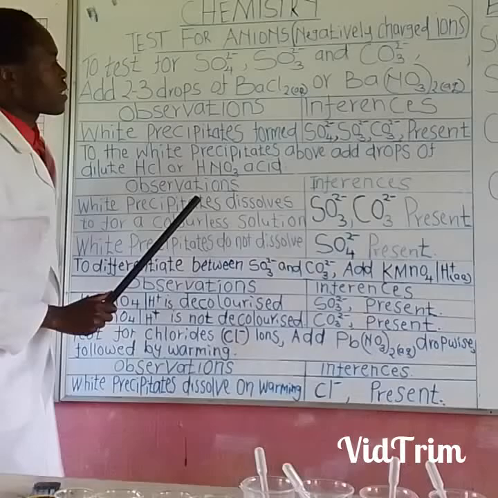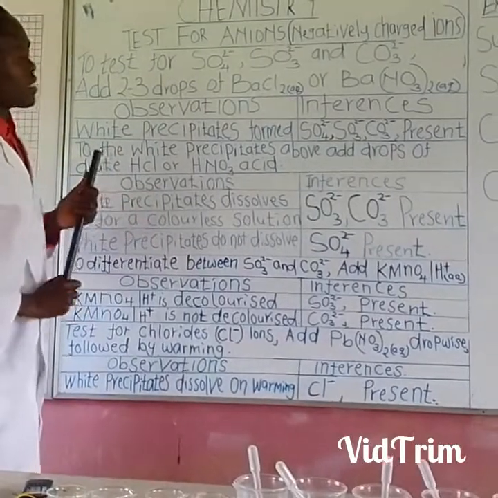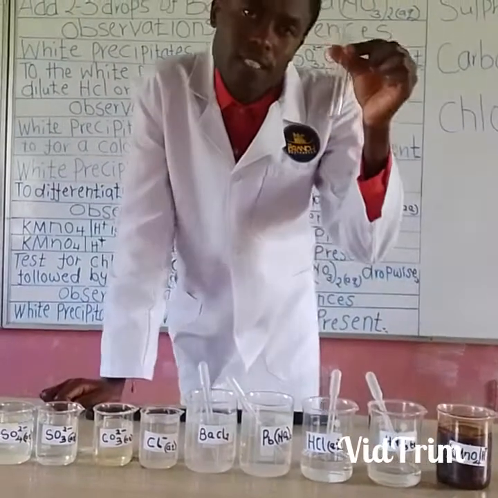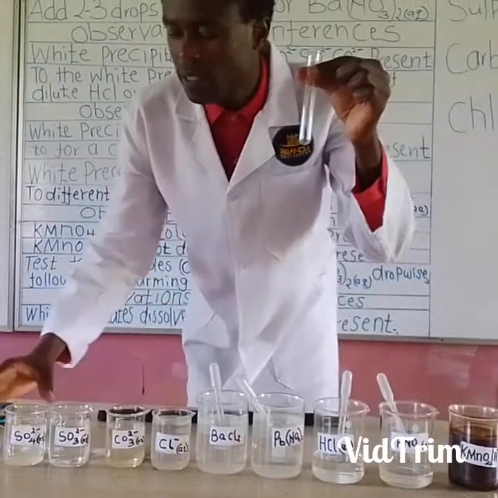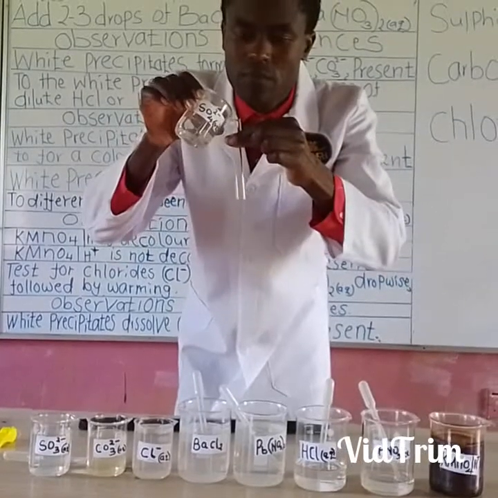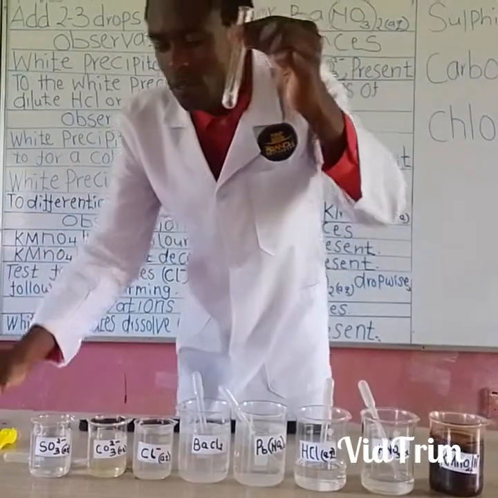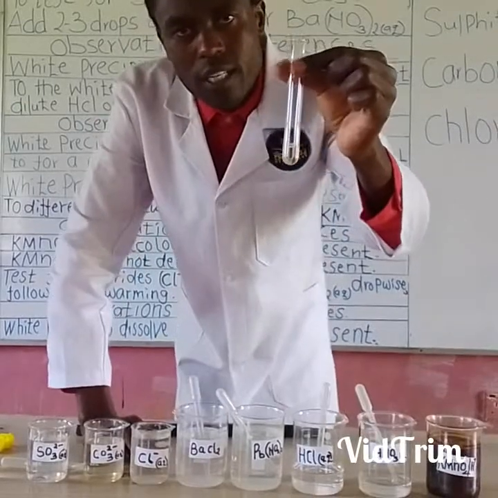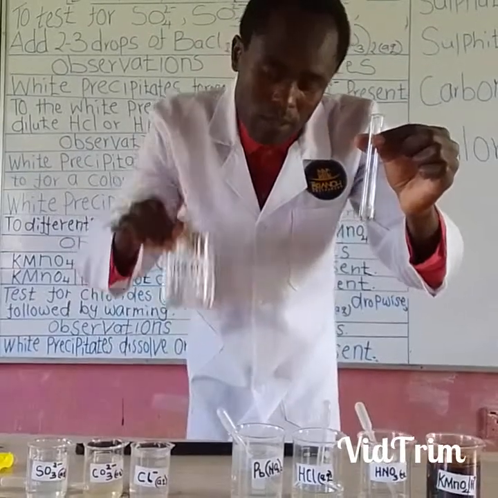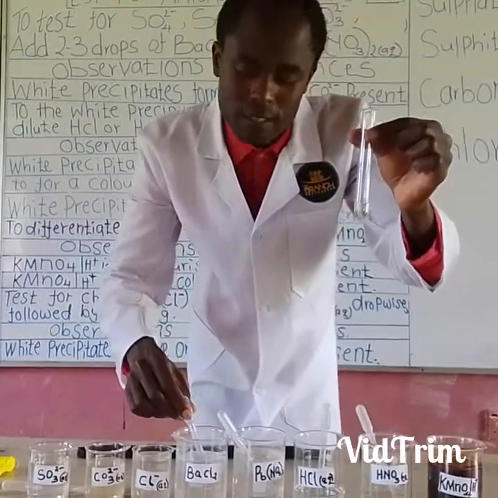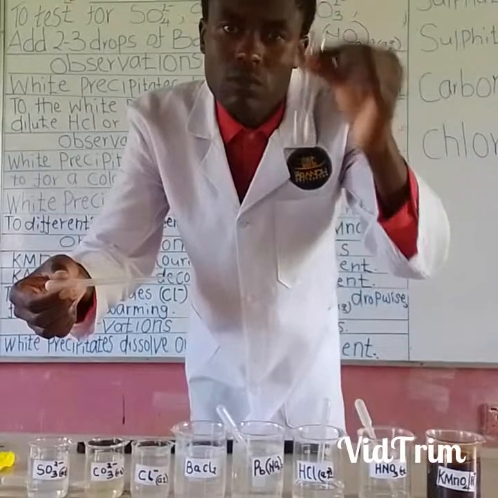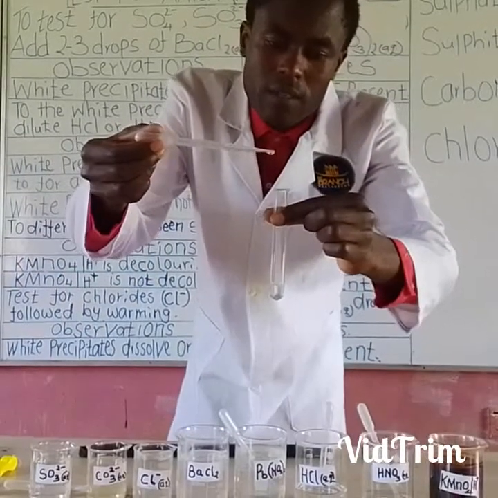So straight away I'll start to perform the experiment. You take a clean dry test tube. Then this is a solution containing the sulfate ions. I take about 2 ml. What is the color? Colorless solution, clear solution. Then I take barium chloride solution using a dropper. Then I add exactly 2 drops. 1, 2.